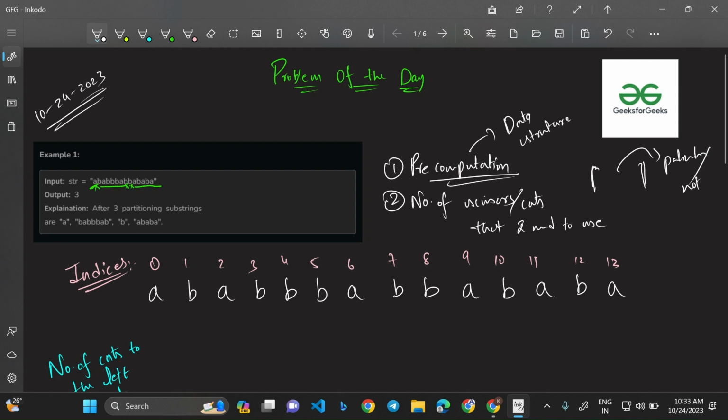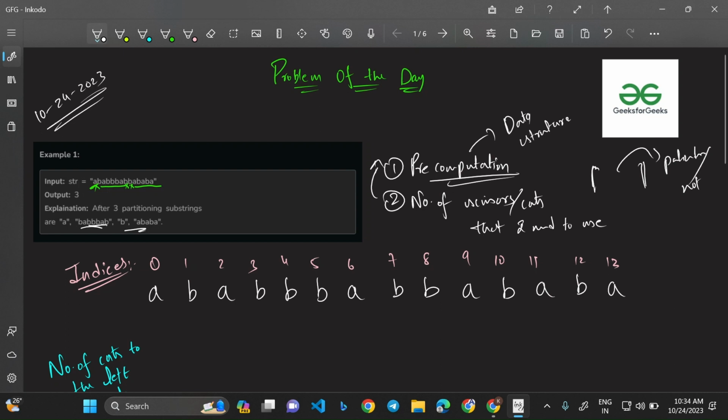So the first thing is to pre-compute all the palindromes. The second one is, what is the number of scissors? Why is this linked with the first thing? Why is the number of cuts dependent on pre-computation, like storing a palindrome? Because the result of these cuts must be palindromes. If you know which string is a palindrome, then you can cut accordingly.